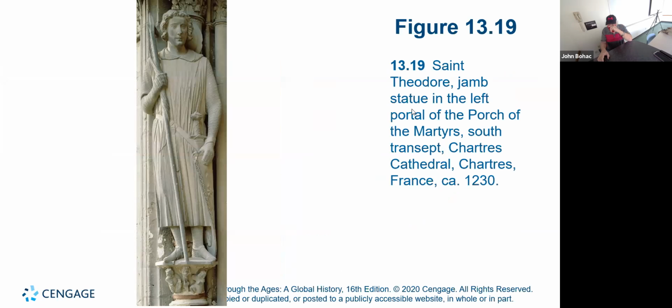St. Theodore, jamb statue in front of the left portal of the Porch of the Martyrs, south transept. And so these are the kinds of statues that you would encounter on your way into a Gothic cathedral. And they're not just statues. They all have their own particular iconography based on the lives of these saints.